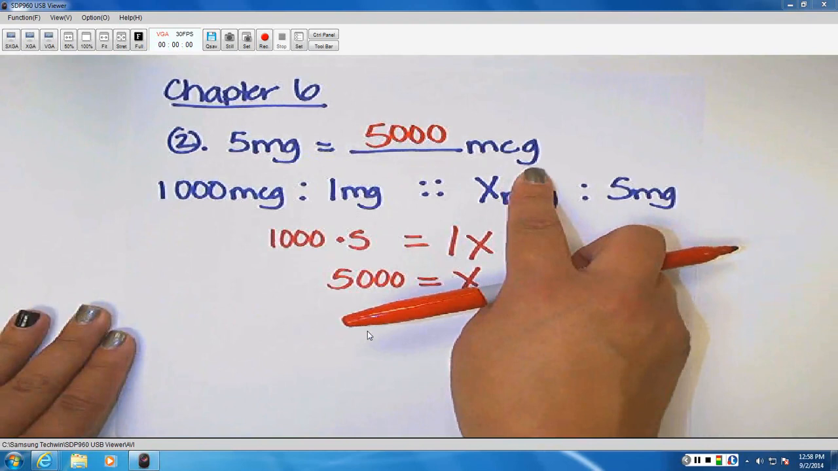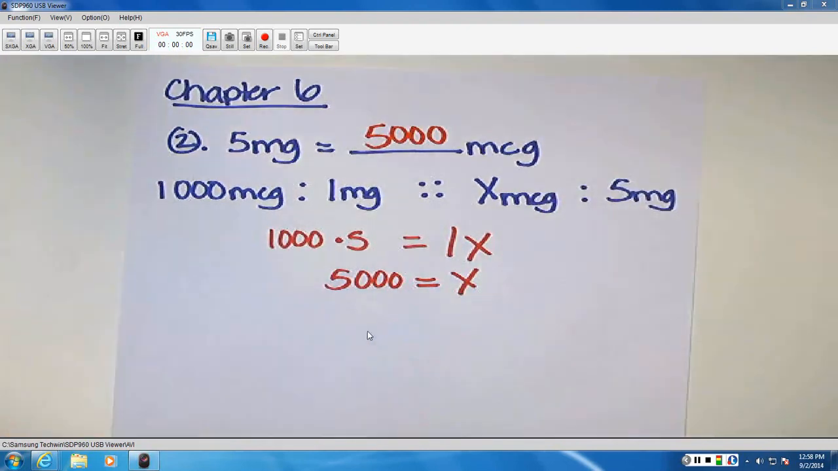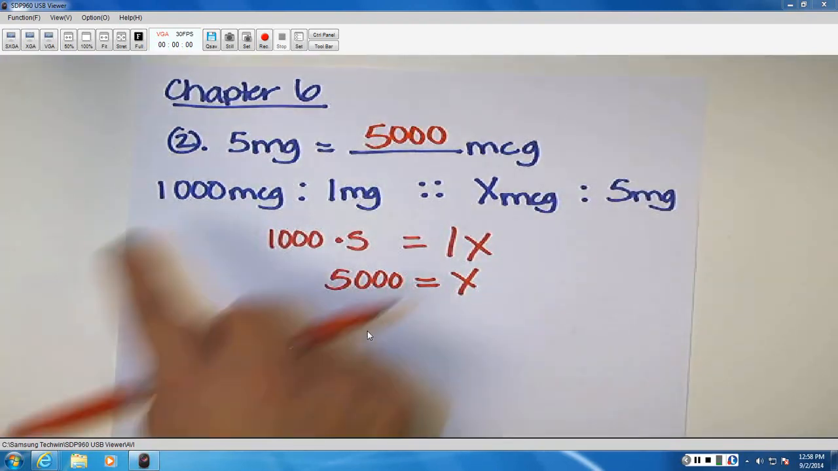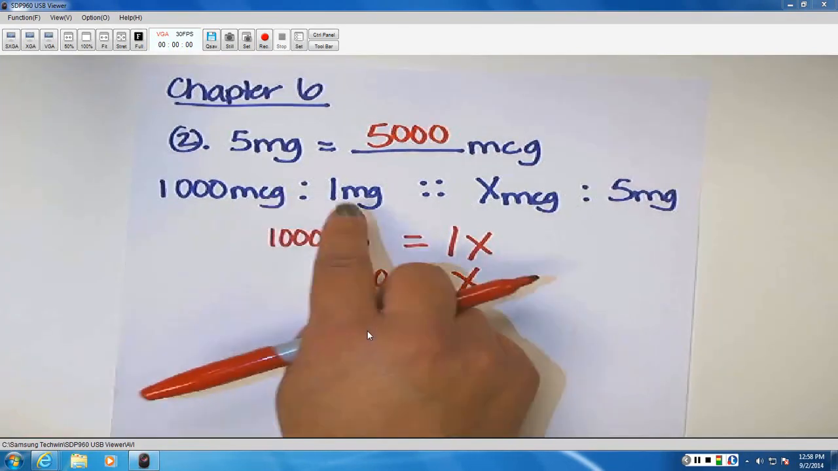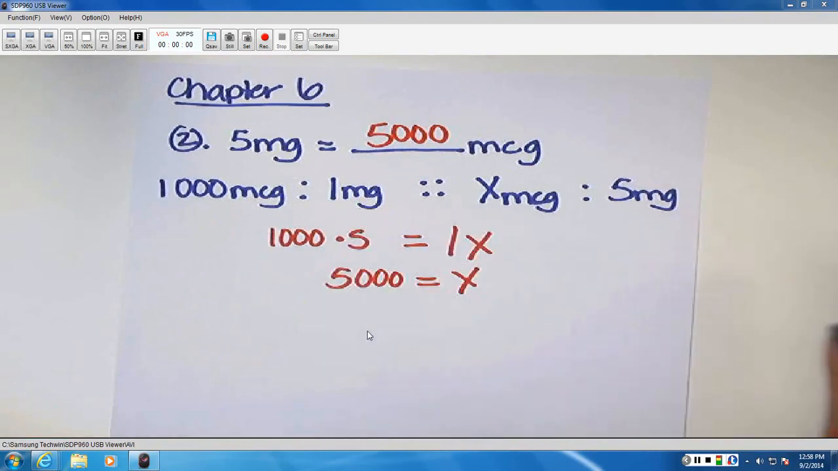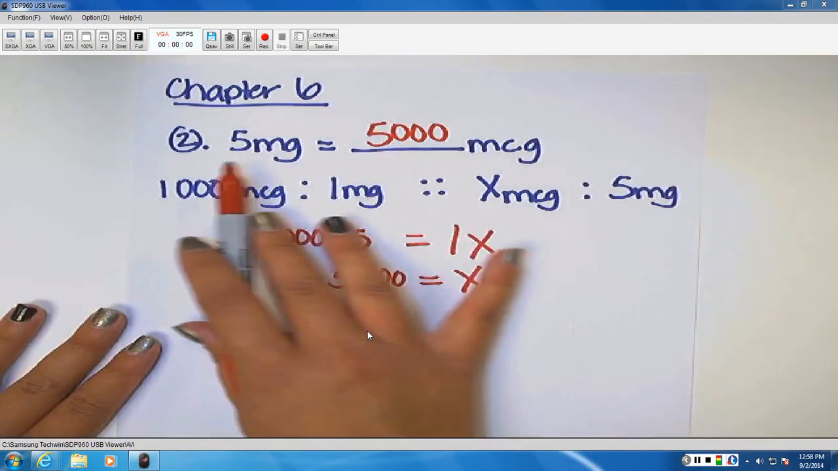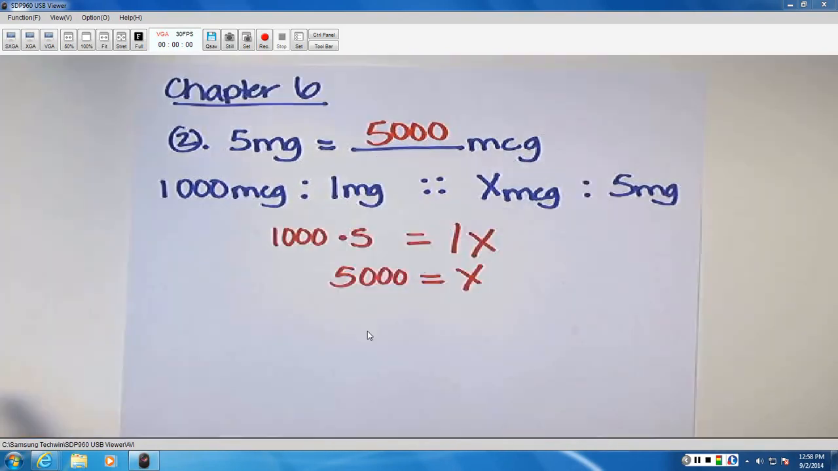Now, this is a problem that you could probably much easier just work in your head. If 5 micrograms equals 1 milligram, then 5 milligrams, you're just going to take 5 times 1,000 and get your answer. But I want you to show your work because there's going to be many problems that aren't quite that easy, and you're going to have to work it out. So you're going to get it wrong if you don't show me your work. So here's my end result. 5 milligrams equals 5,000 micrograms.